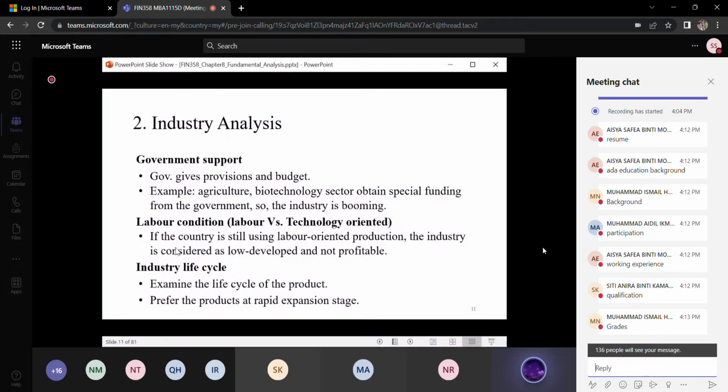Alright, labor condition, labor versus technology oriented. So if the country is still using labor oriented production, the industry is considered a low developed and not profitable. This is what Malaysia try to do. Malaysia kita cuba untuk beralih daripada guna tenaga kerja kepada guna mesin atau teknologi. Sebab kita memang tak cukup orang kat Malaysia.